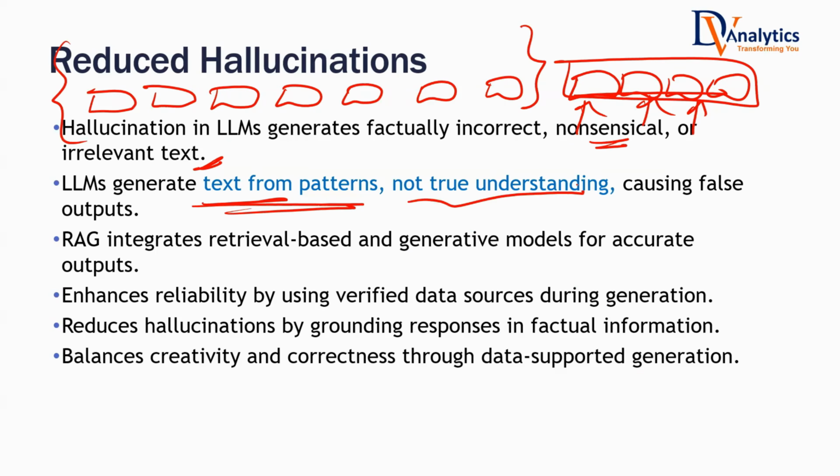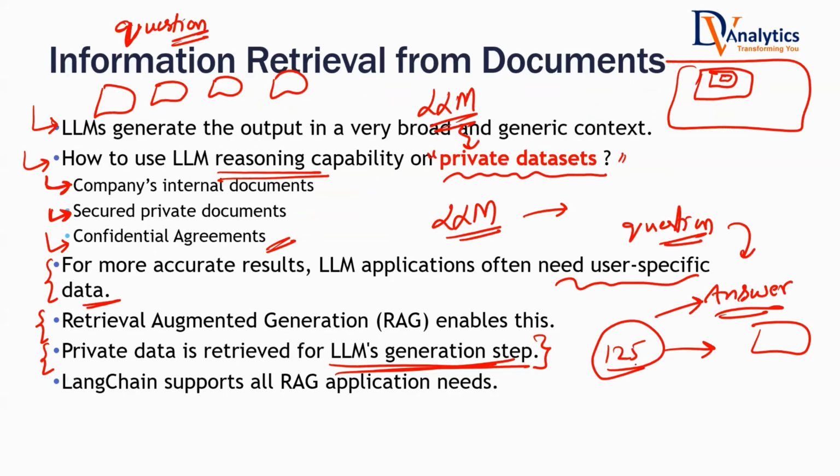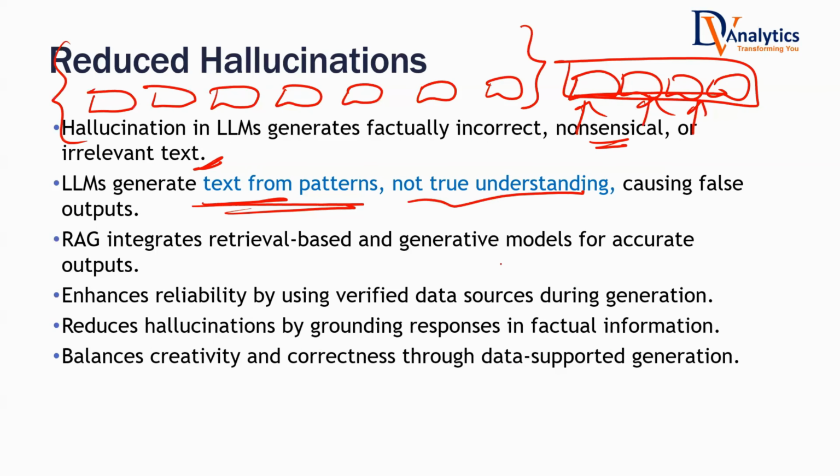It doesn't have the true understanding. It looks like it is understanding the question that we are asking. It looks like when we say 125th US president, we think that large language model understands who is a US president, what is the number 125, etc. But that is not true. It just generates the next token. In this process, it may suffer from a problem called hallucination.